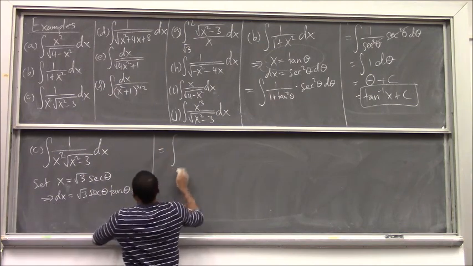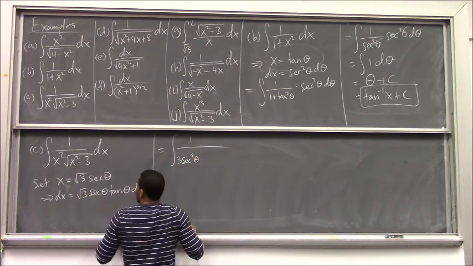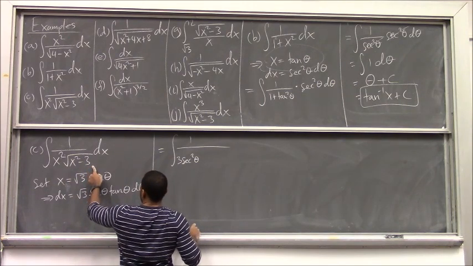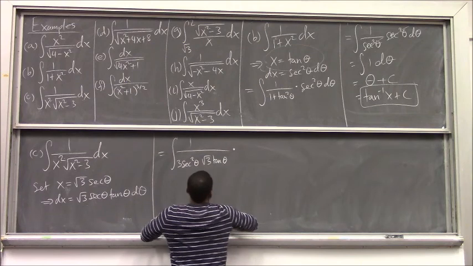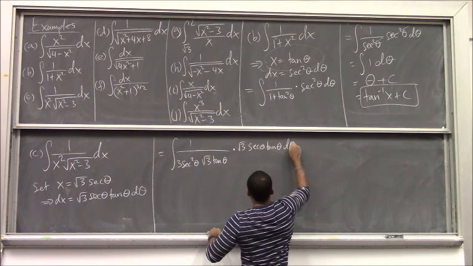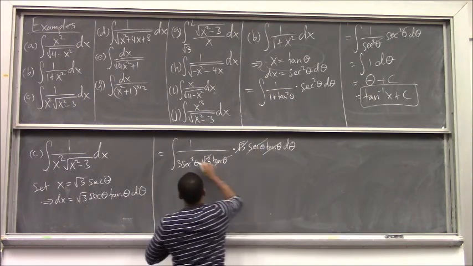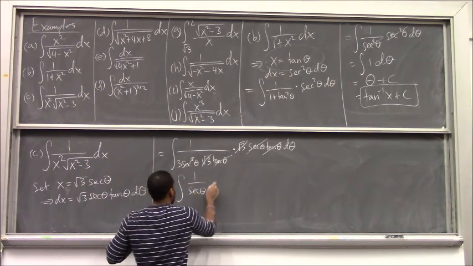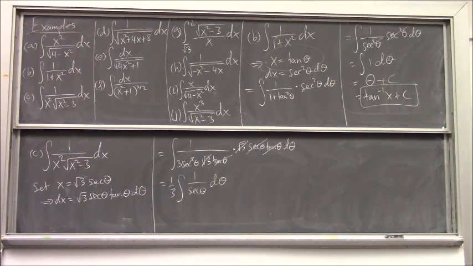So I go and I plug this in. This is 1 over x squared. X squared would be 3 secant squared. X squared minus 3 is actually going to simplify into 3 tangent squared. Take the radical, I would get radical 3 tangent. Times, I have this radical 3 secant theta tangent theta d theta. This cancels that, this cancels that, this cancels that. So this monstrosity simplifies to that. How do I integrate that?